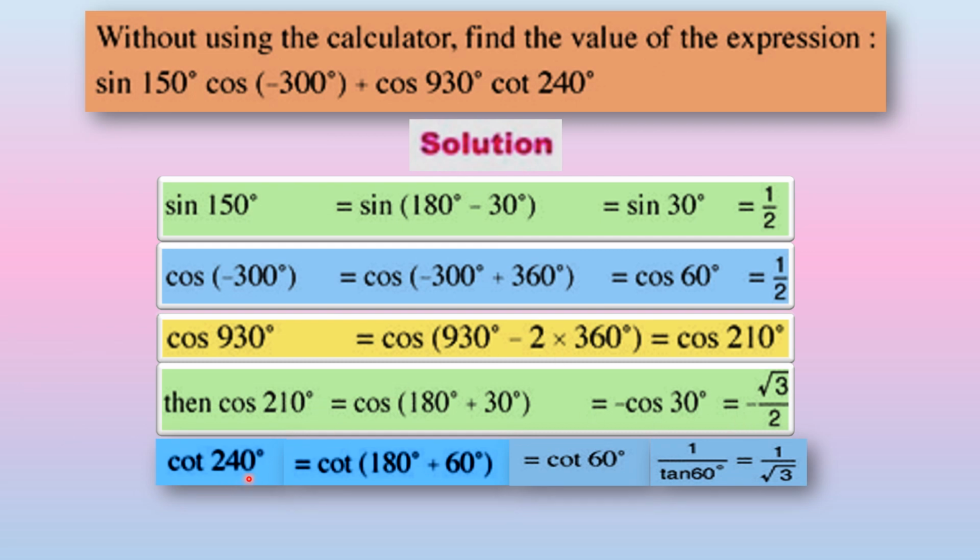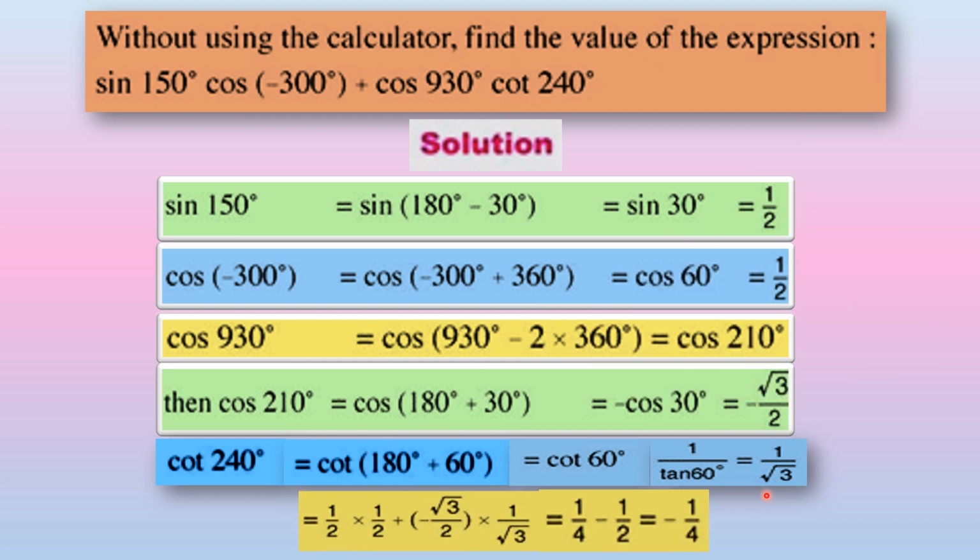Cotangent 240. 240 is in the third quadrant. Yes, in the third quadrant. We put instead of it 180 plus 60. So cotangent 240 equals cotangent 180 plus 60. That's equal to cotangent 60. Cotangent is 1 over tan. So 1 over tan 60 equals 1 over square root 3.